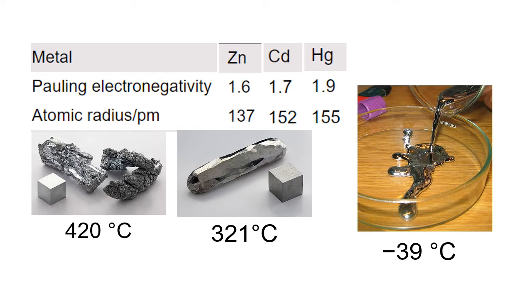All of these are metals with electronegativity going higher from zinc to mercury, opposite direction than it's usual. Atomic radius, as usual, increases from zinc to mercury.